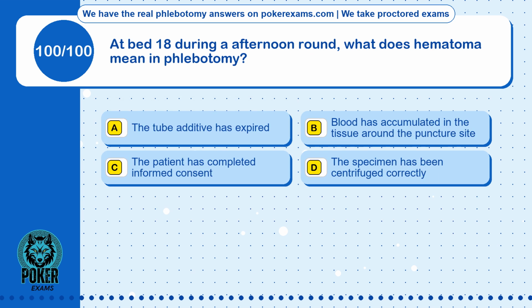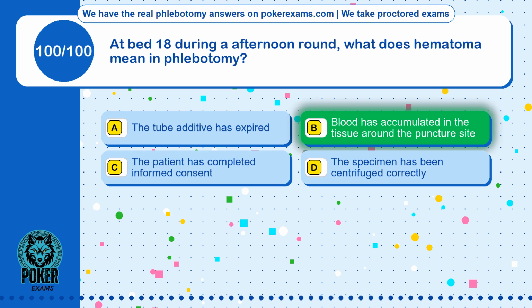Question 100. At bed 18 during an afternoon round, what does hematoma mean in phlebotomy? Option A. The tube additive has expired. Option B. Blood has accumulated in the tissue around the puncture site. Option C. The patient has completed informed consent. Option D. The specimen has been centrifuged correctly.